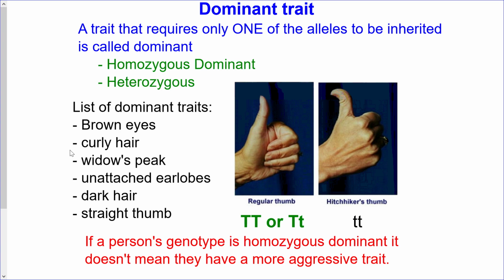And if a person's genotype is homozygous dominant, it doesn't necessarily mean that they'll have a more aggressive version of that trait. Sometimes it could, but not always. So typically, for example, a regular thumb and a hitchhiker's thumb, if you have a dominant allele, you'll just have a ligament that would result in a straight thumb here. Whereas if you inherit two recessive alleles, that will allow your ligament to be a little more elastic and bend back that upper part of the digit.